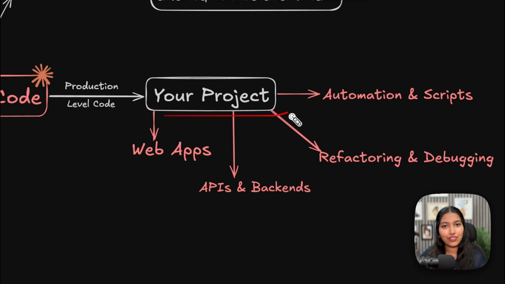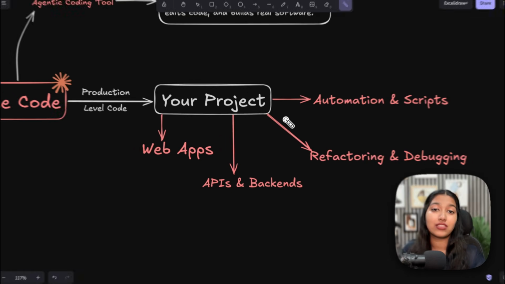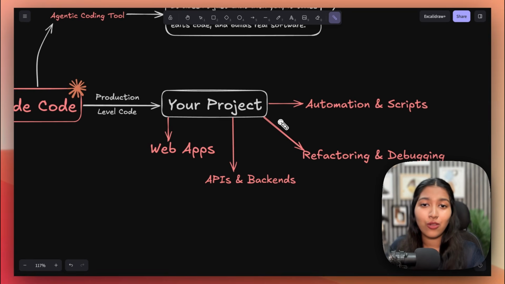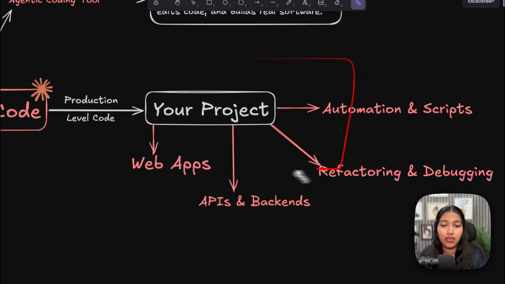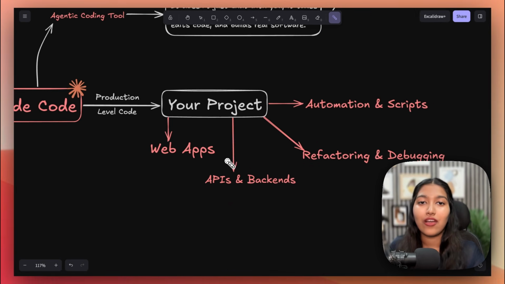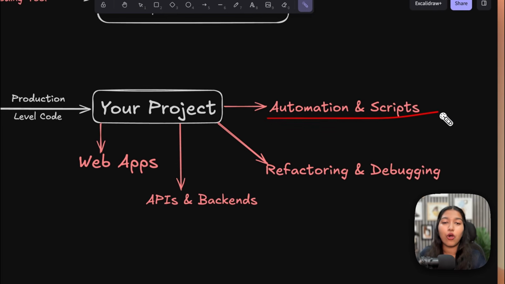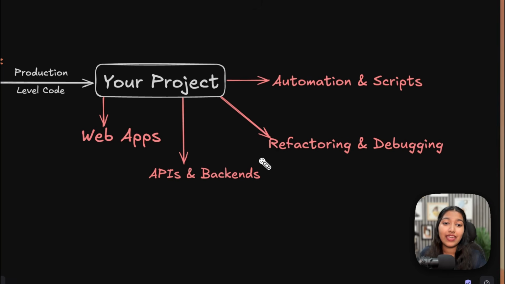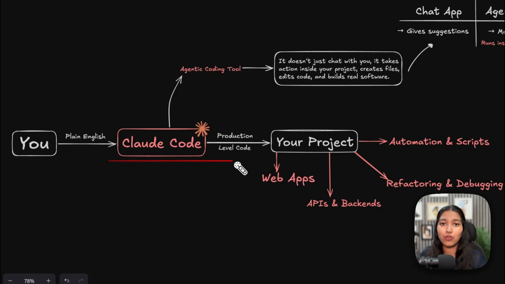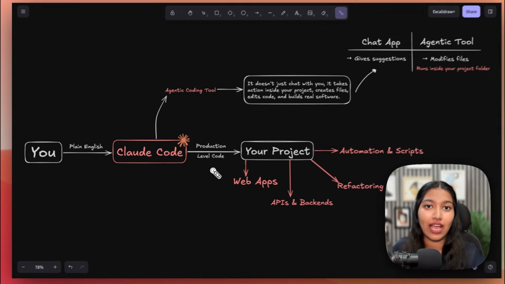If we talk about the different types of projects it can help you with, or its use cases, there are a lot more than I could incorporate here. But to give you a high-level overview, it can help you create web applications, websites or anything that you see on the web. It can help you with APIs, backend logic, automations as well as scripting. It can help you refactor your existing code or even debug errors in your existing codebase. Claude Code is the most powerful agentic coding tool as of today's date.